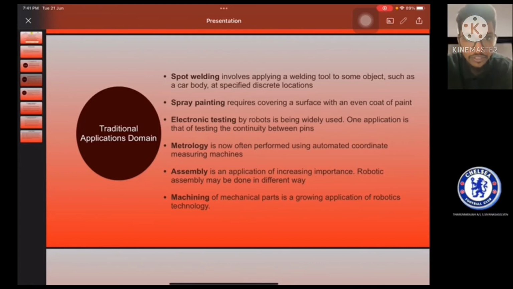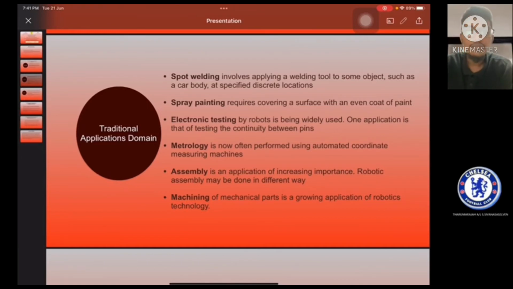Next is electronics testing. Electronic testing by robots is being widely used. One application is testing the continuity between pins, which involves primarily point-to-point operation. The next one is metrology.